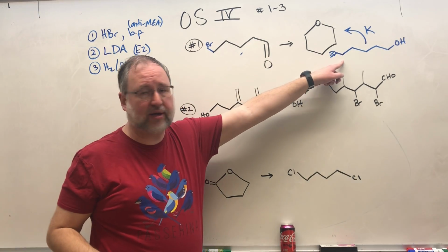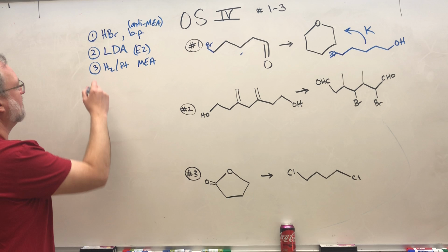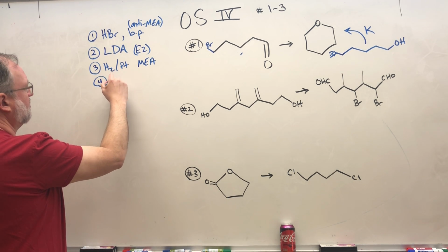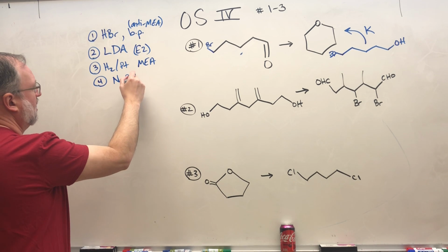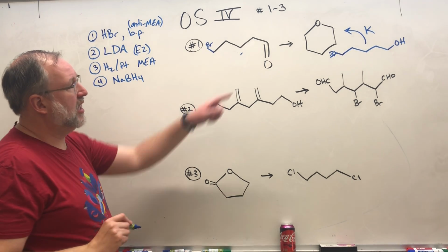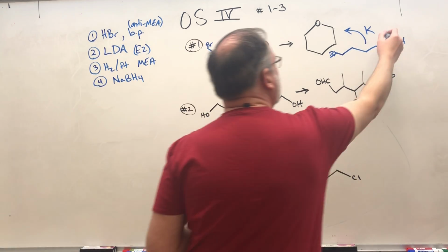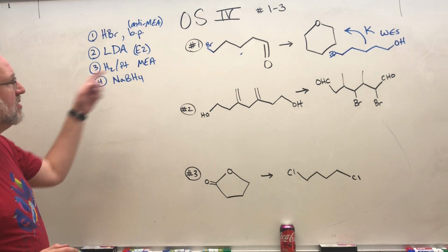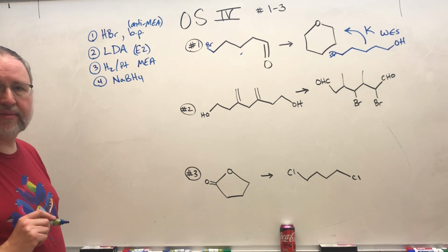In order to get from here to here, all we have to do is, right, a little reduction. So use your favorite. Here's some sodium borohydride for some gentle reduction. And then we're going to end off with this one, Williamson ether synthesis, right? So somewhere around 5 steps looks like.